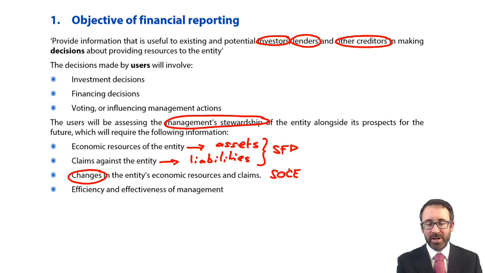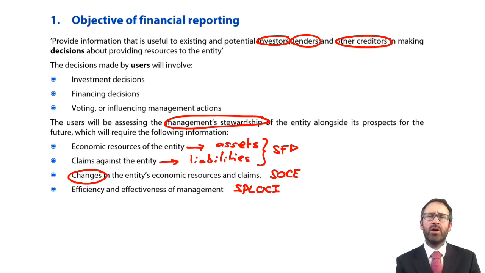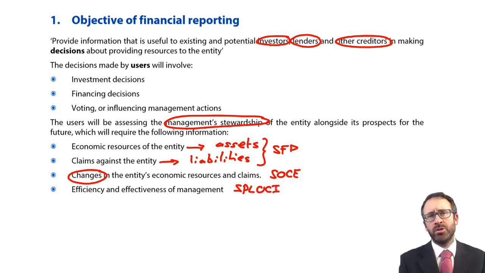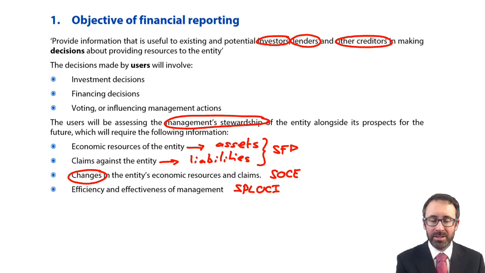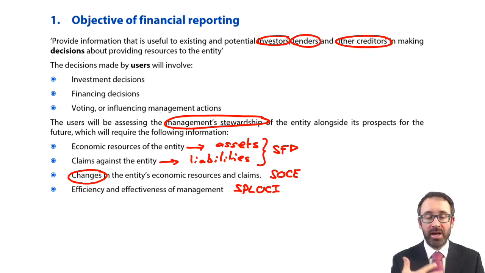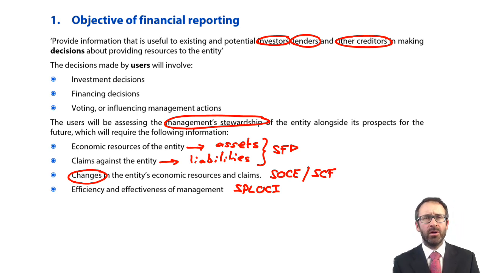And then when we're looking at the efficiency and the effectiveness of management, that's where we begin to look at the statement of profit or loss and other comprehensive income, because the resources we've used, the assets and liabilities, the working capital, non-current assets and non-current liabilities, will be used to help this business generate profit. And we can see how efficient and effective they are at generating that profit. Technically, for the changes in the entity's economic resources and claims, you could also look at your statement of cash flows as well.